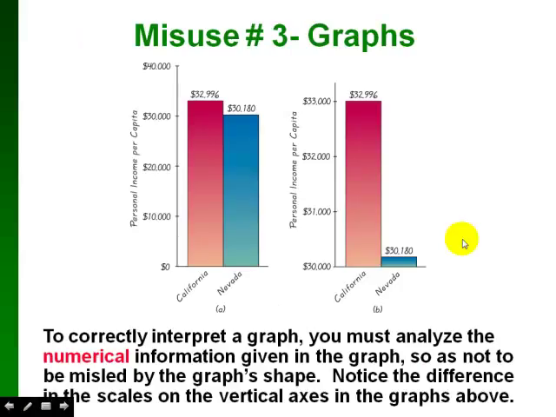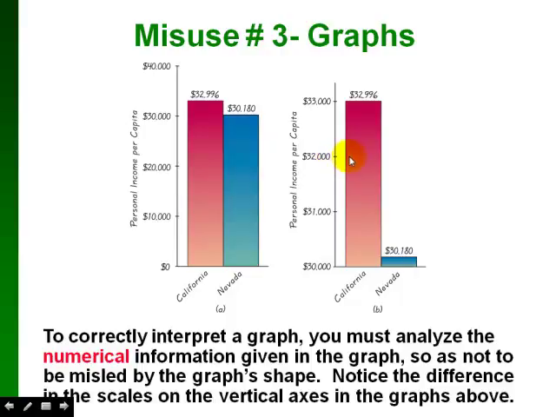The third very common misuse of statistics is graphs. Graphs are very easy to manipulate and change to make them present information the way you want it presented. In other words, to try and mislead your audience. This is one place where you really should try to be an informed consumer. If you see a report in a newspaper or a magazine or on the internet that shows a graph, be sure to analyze the numerical information given in the graph. That way you won't be misled by the graph's shape.